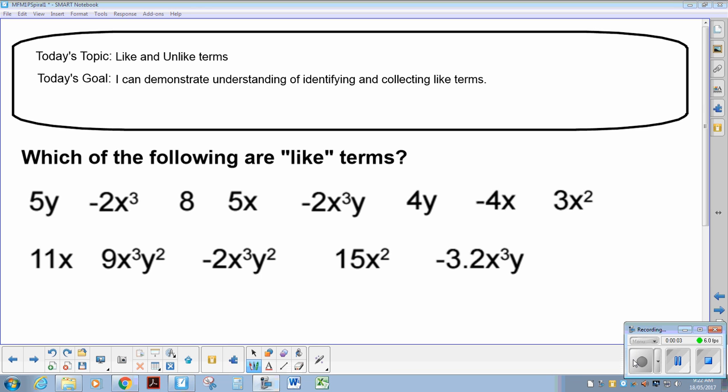Hello and welcome to the second lesson in Spiral 1. And today we're talking about like and unlike terms. So at the end of this particular lesson, I want you to be able to identify and collect like terms.